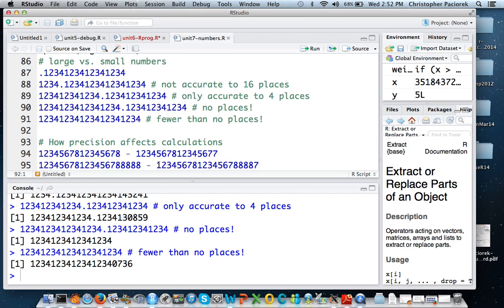Okay, so any questions at this point? Yeah, Mike. The number after 16, where is the R getting those numbers?